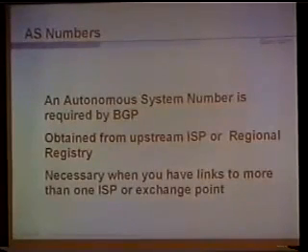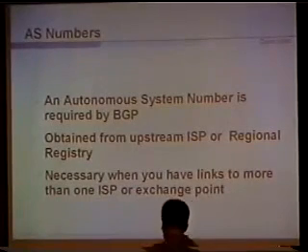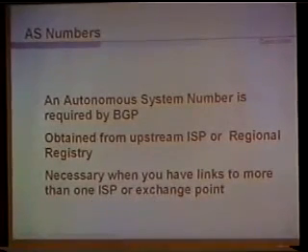You need an autonomous system number. You're going to be using BGP, and to use BGP, you need an AS number. You obtain that from your upstream ISP, or you get it from the regional registry. I'd guess in most of your cases, it would be from ARIN. Fill out the forms, and they'll give you one in however long it takes.